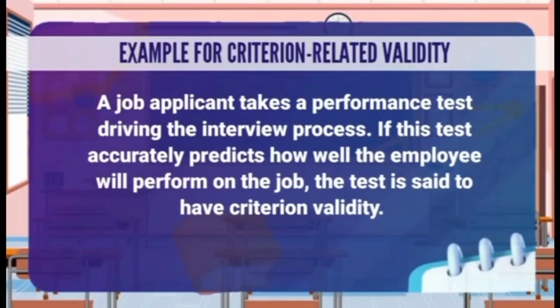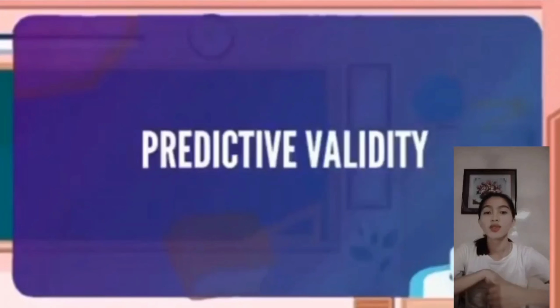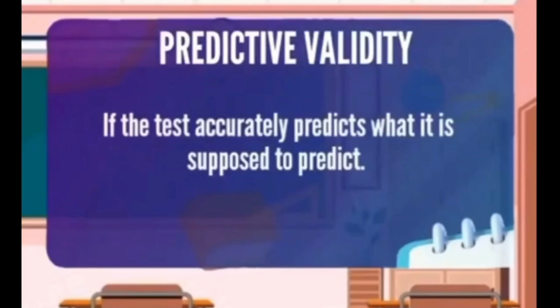So the example for criterion-related validity: a job applicant takes a performance test during the interview process. If this test accurately predicts how well the employee will perform on the job, the test is said to have criterion validity. Since there are two types of criterion-related validity, let's move on to the first one, which is predictive validity. This is when the test accurately predicts what it is supposed to predict.